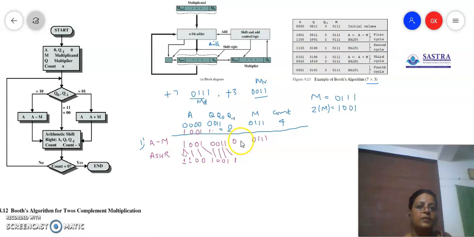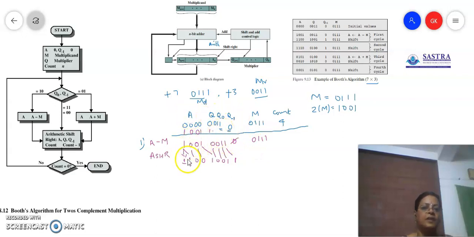And what will happen to this 0? This 0 will be lost. Okay, so when you are doing this arithmetic shift, the first bit will be written as such, then you just shift it: 1 0 0 1, then 0 0 1, and this one will go out. That's all. So you have written 1 1 0 0 1 0 1 1, and of course M is not going to be disturbed. We are going to do the shift right only with respect to A, Q and Q minus 1.